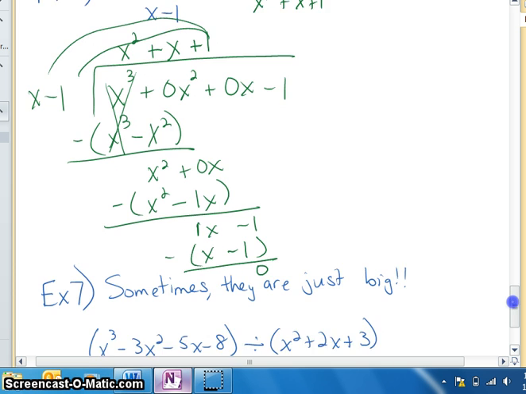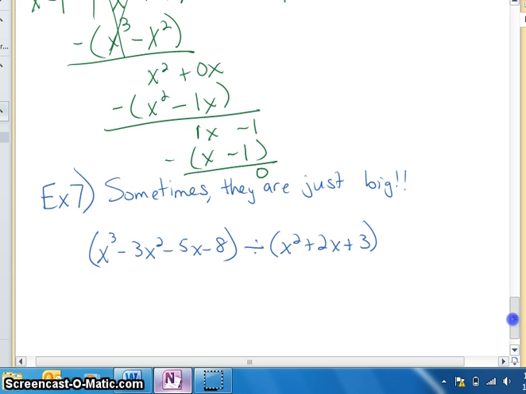I'm not going to have time to do this last one, but it's the same process, just with 3 terms now in the divisor. Alright, best of luck.